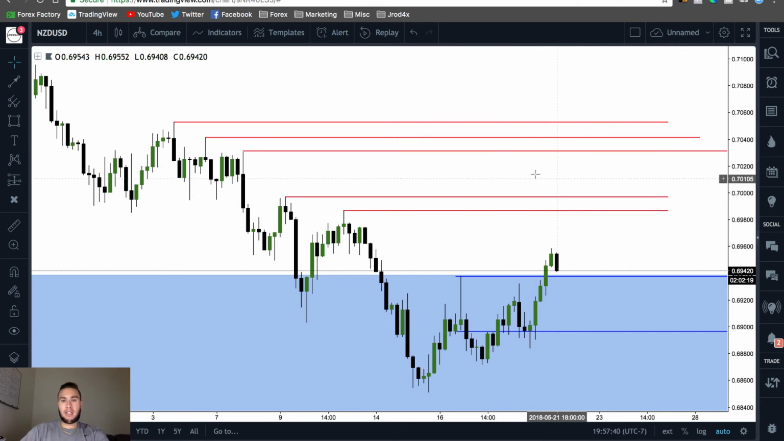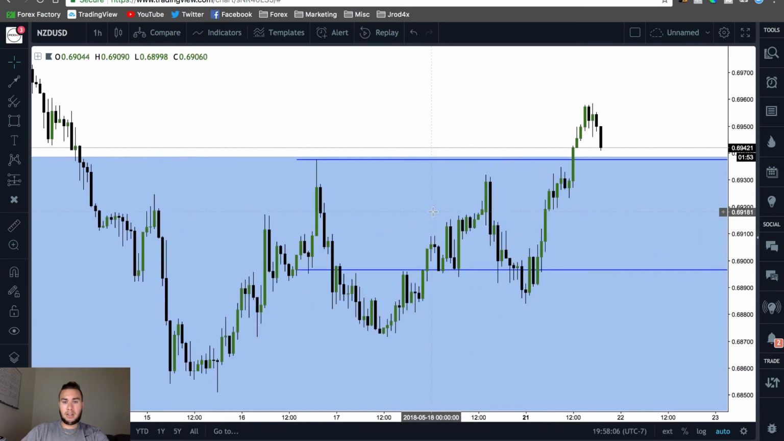I mark up everything down to the 4-hour like this, and that's where I'm going to be looking to enter off of. So I have my levels where I'd look to buy the market. So this would be one, this would be another, potentially in here. So as the market's trading in there, I would buy it, and then my stop loss would go below this low here because this is the most recent swing low.